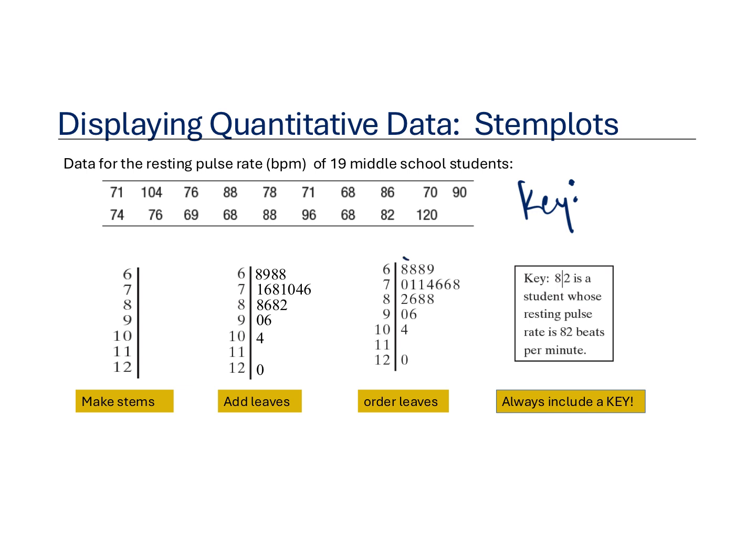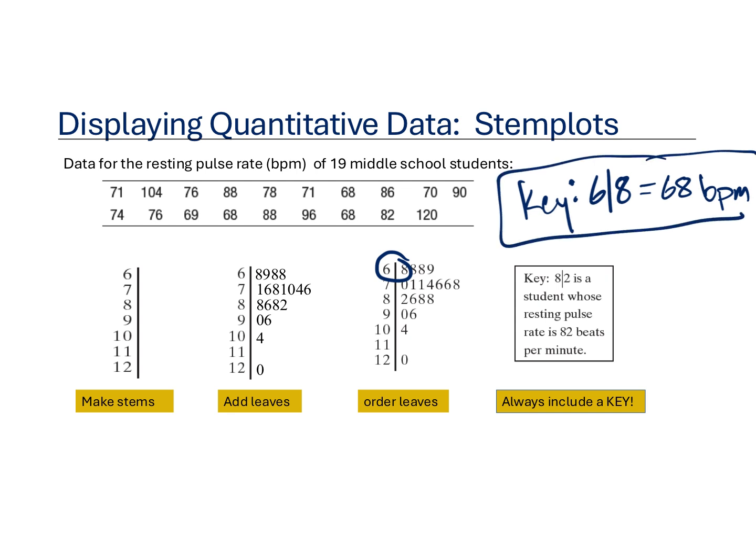But typically I just pick the first number and I'm just going to write it as exactly what it says there, 6|8. And I'll write 6|8 equals 68 BPM, right? Give it units so we know what we're talking about. They give it the full context. A student whose resting pulse rate is 82, 8|2 is 82 beats per minute, whatever. If you write this for your key, that is our minimum that we need for credit.